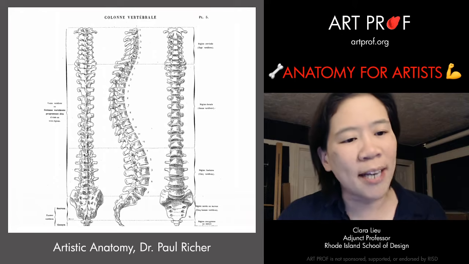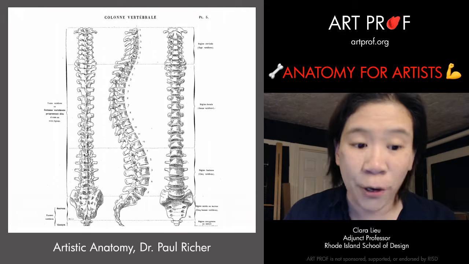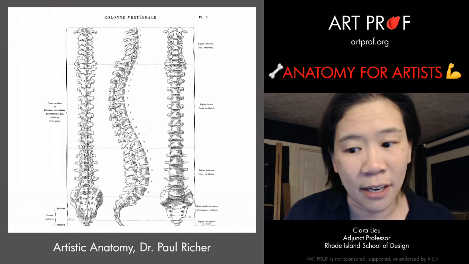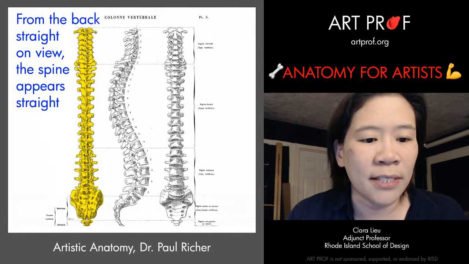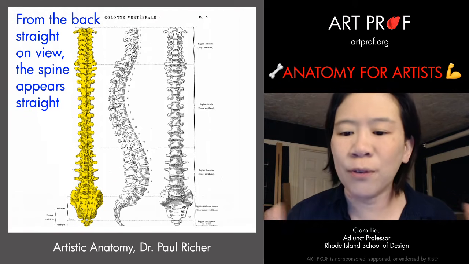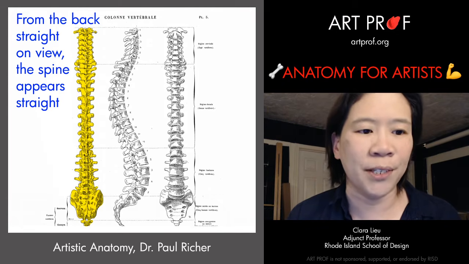Okay, so here we have back, side, and front view of the spine. We're going to talk about the central line on the back of the figure now. Okay, now, does everybody see how on the left-hand side, the back view of the spine, you can easily make the assumption that it looks straight?